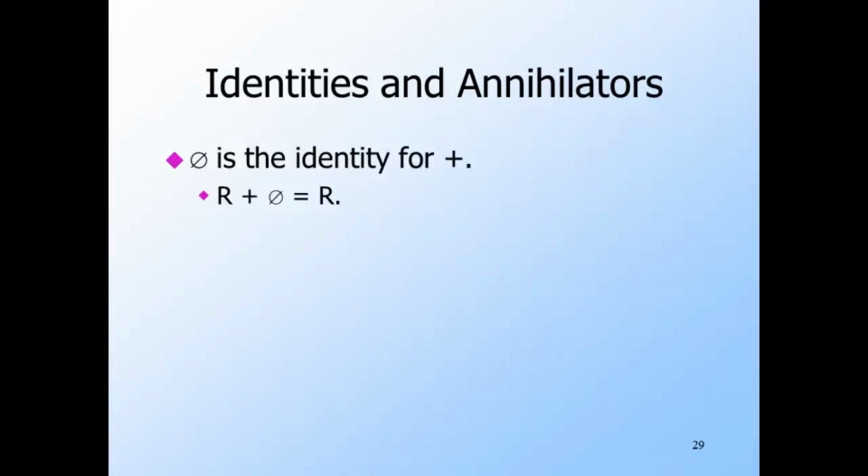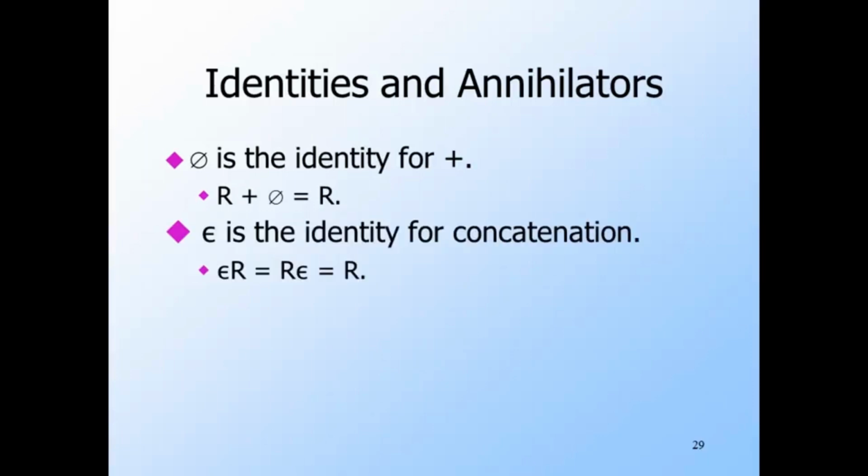Union and concatenation have analogous identities. As we shall see, the identity for union is the annihilator for concatenation, just like the identity for addition is the annihilator for multiplication. Now, the identity for union, as we actually have mentioned, is the empty set. Obviously, taking the union of the empty set with any set yields that set.